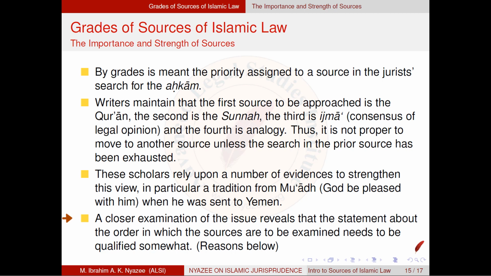A closer examination of the issue reveals that the statement about the order in which the sources are to be examined needs to be qualified somewhat. Reasons are given in the next slide. We have raised the issue to invite the viewer to understand the relationship between the sources during interpretation or ijtihad a little more deeply. In other words, it is necessary to look for a rule in the Quran and then move to the Sunnah, and upon finding the rule in the Sunnah, then move to Ijma and so on. The next slide provides the answer to this issue.